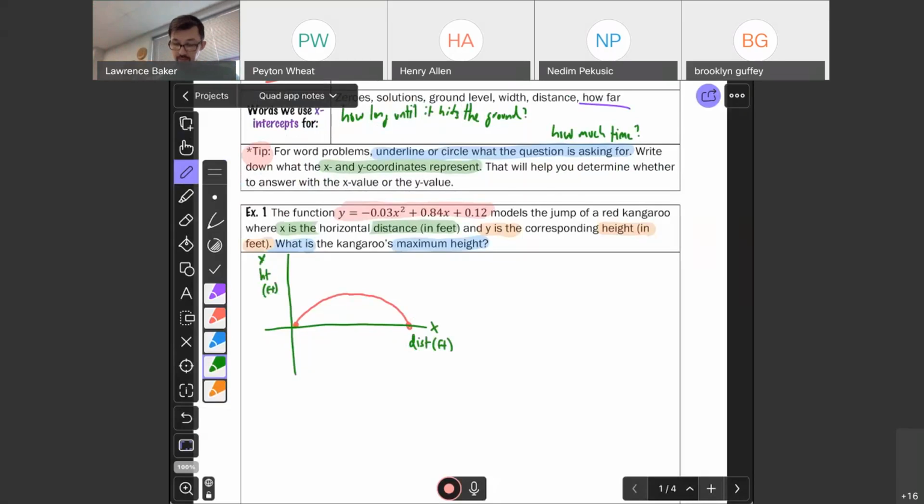What are they asking for? The max height. Well, where's the max height? What does maximum mean? What's maximum connected to?